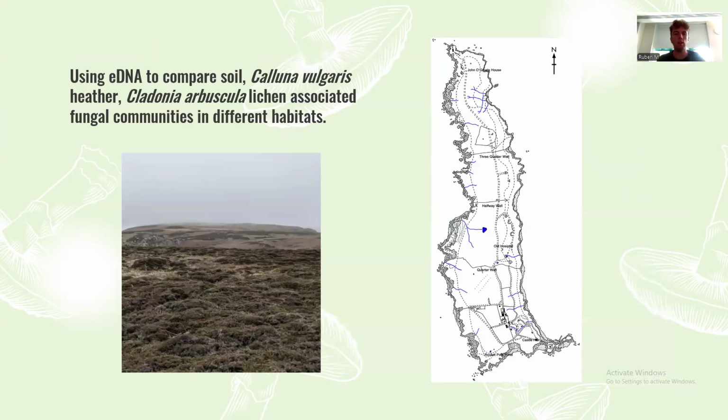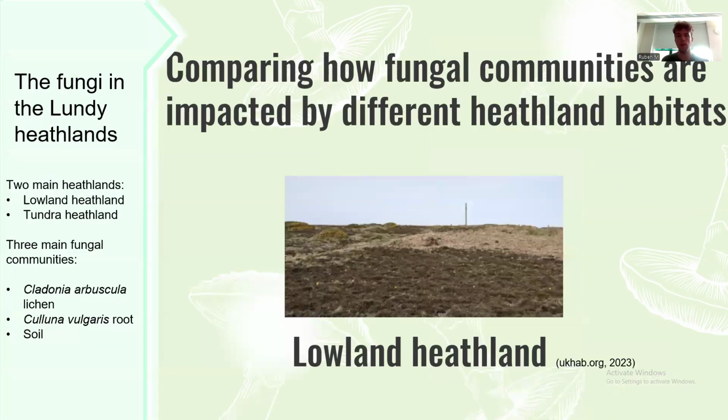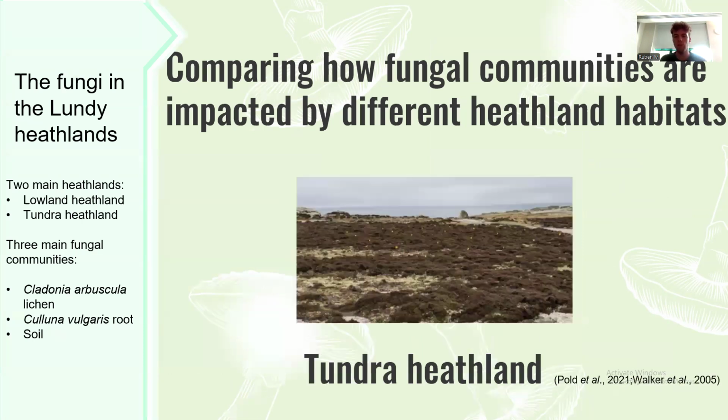My project looked at heathlands on Lundy. There are two types of heathlands found on Lundy. The first is lowland heathland. Lowland heathland generally has high levels of plant diversity and high levels of soil organic matter, but also contains heather and lichen, and generally not too harsh abiotic conditions. If you compare that to the other heathland found on Lundy Island, tundra heathland, this is defined as an area that has barren rock, low levels of plant diversity, and thin soil, but again also has lichen and heather.